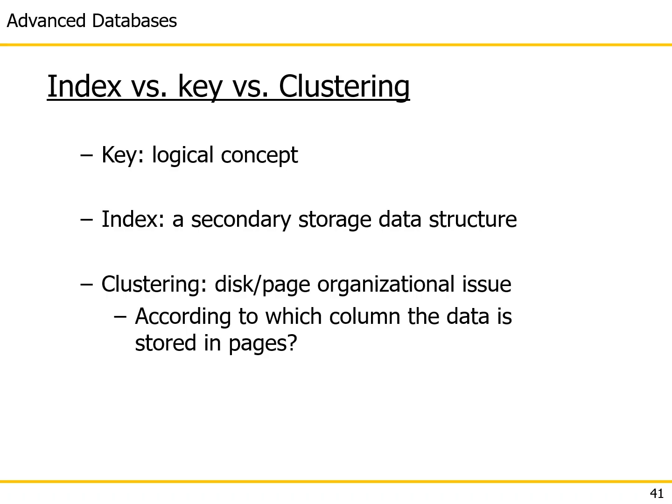So the first thing I'm going to say is that the concept of a key that enables you to distinguish between rows is a logical concept. It's coming from relational algebra. You need to differentiate between the concept of the key and the concept of an index, and I think by now you understand that an index is just a secondary storage data structure. It's not the relation, it's not the table.